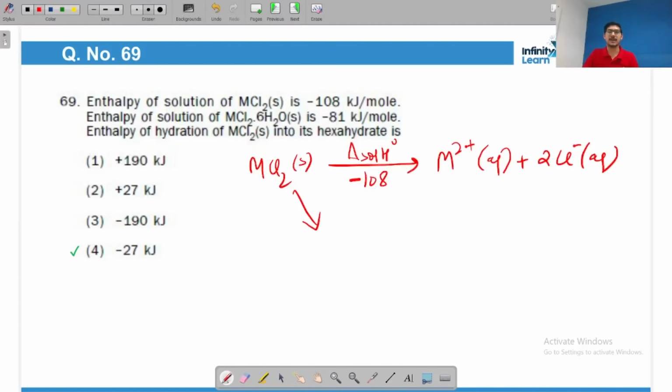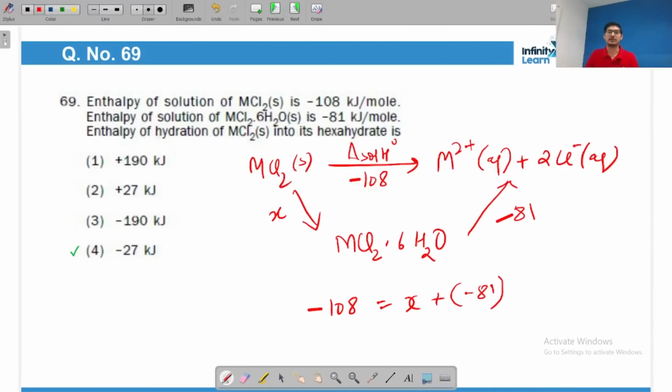It is clear that this solution involves two steps. First, the conversion of anhydrous MCl2 into the hexahydrate MCl2.6H2O, and later the solvation of this hexahydrate into aqueous form. So MCl2 to MCl2.6H2O, the enthalpy of hydration of this is asked. Let us say it is X, and the solution of MCl2.6H2O is given to be minus 81. By Hess's law, enthalpy is a state function, so minus 108 equals X plus minus 81. You work it out and find that it is minus 27 kilojoule.